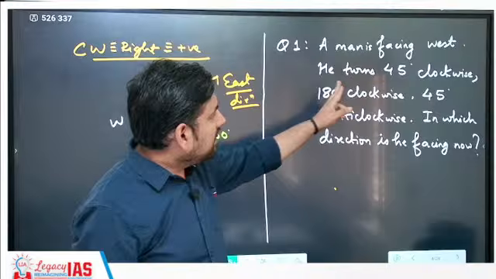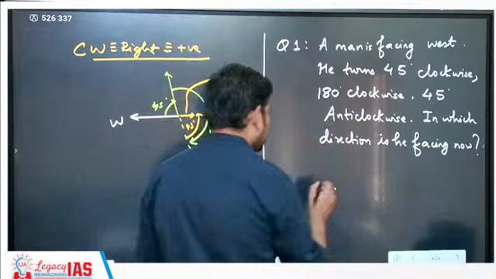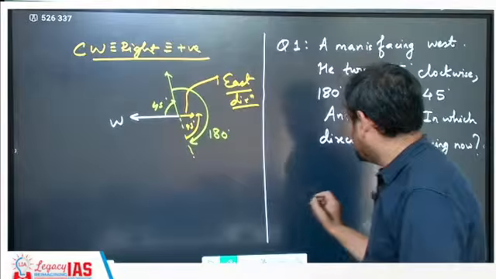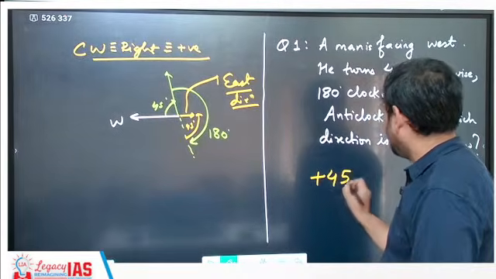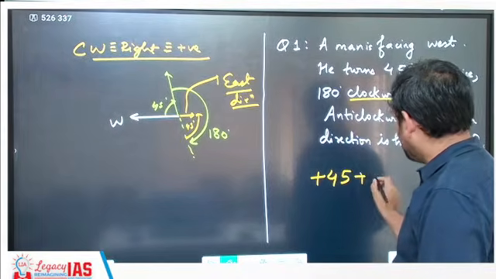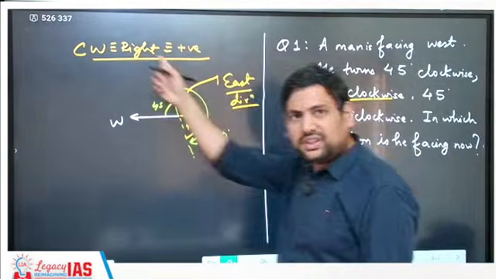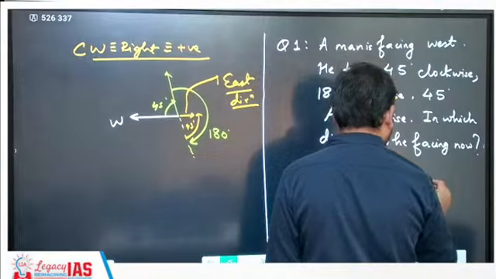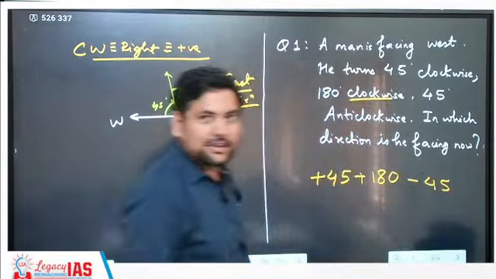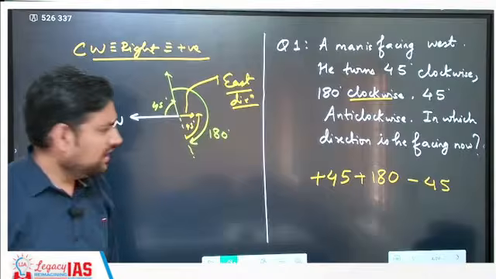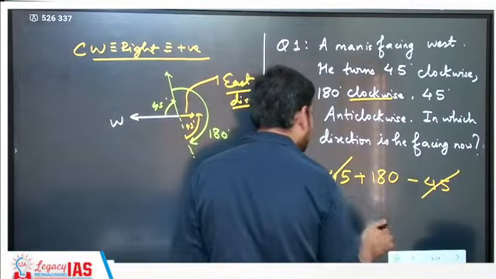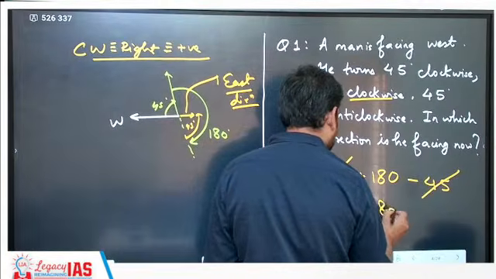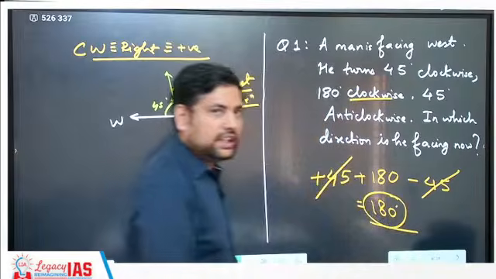First he is facing west, then he turns 45-degree clockwise. Clockwise is positive, so plus 45. Then 180-degree clockwise, so plus 180, again positive. Then 45-degree anti-clockwise, so minus 45, correct? Because anti-clockwise is negative. Then what happens? The 45s cancel out. What is the net change? The net change is 180 degrees.